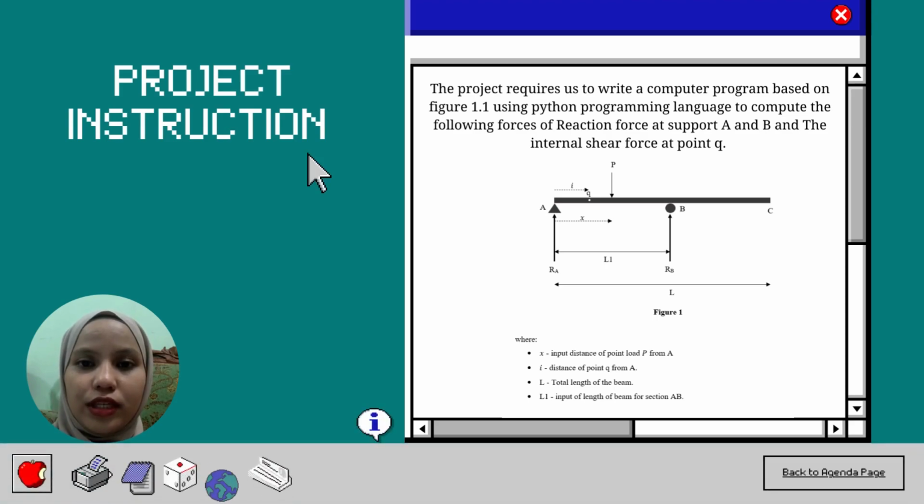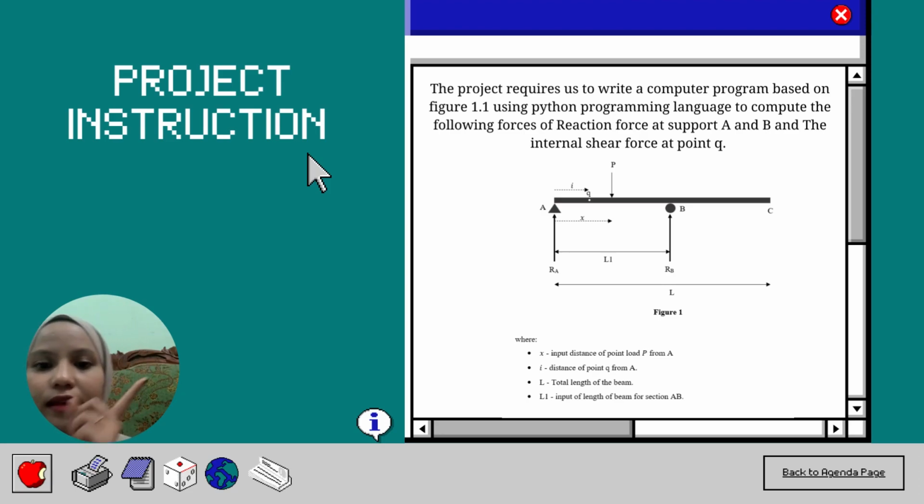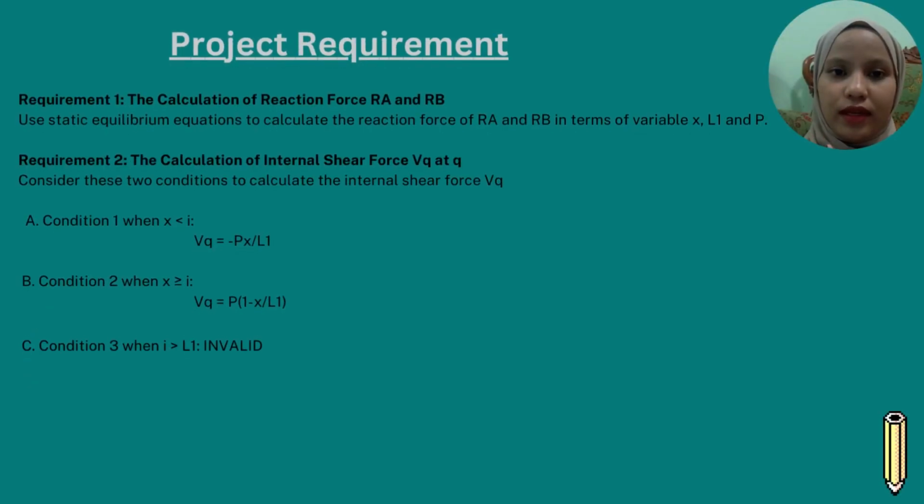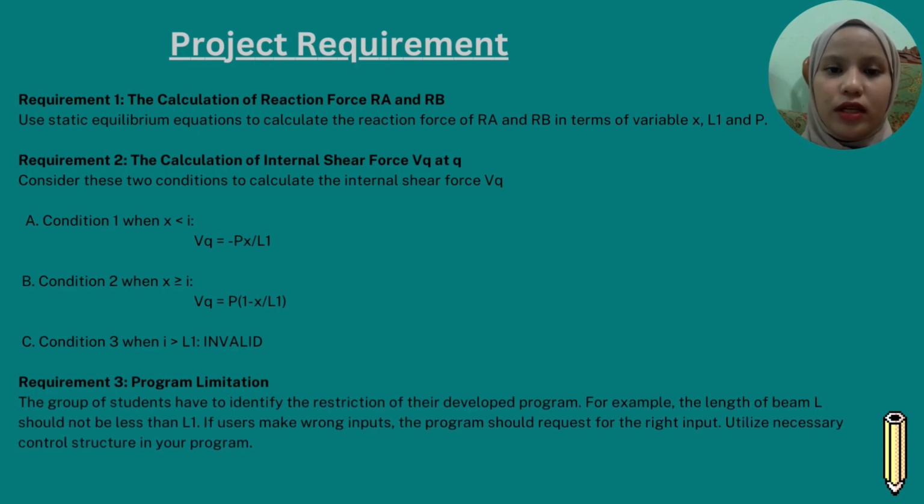Next is the project instruction. The project requires us to write a computer program to find the reaction force and internal shear force. And this is the figure of our project. Our project has 3 requirements. Firstly, calculation of reaction force RA and RB. And then the calculation of internal shear force VQ and Q. And the last requirement is program limitation.